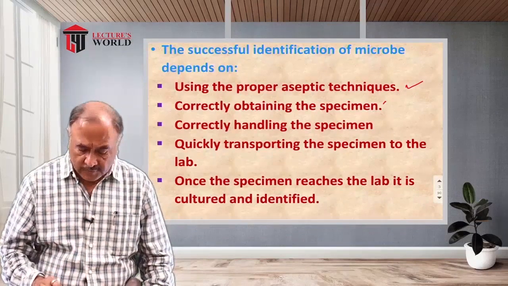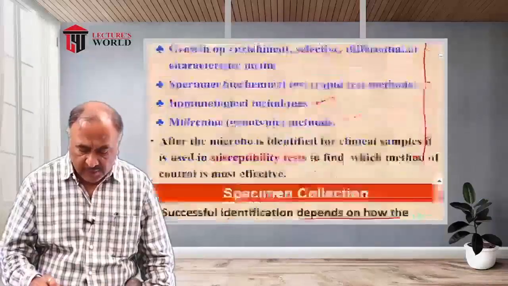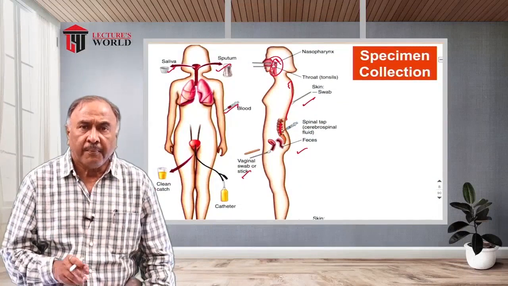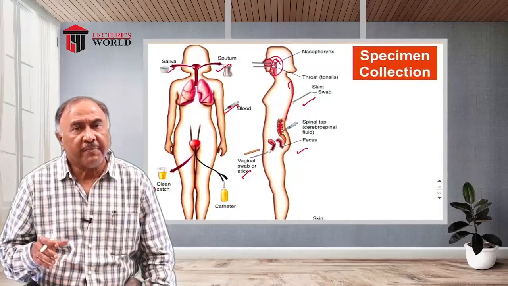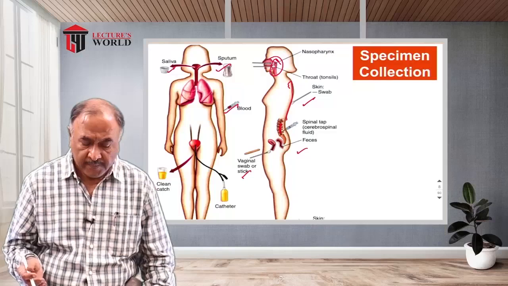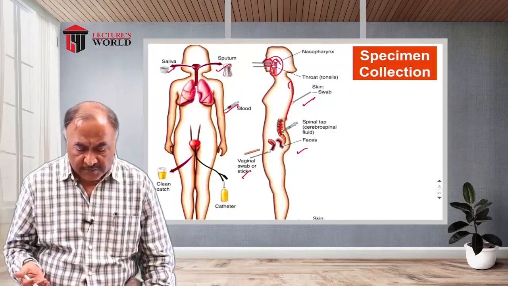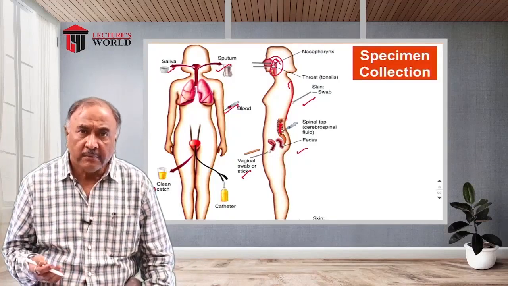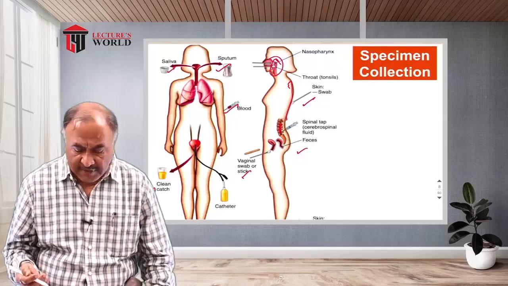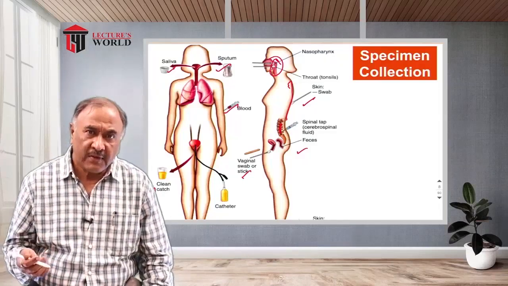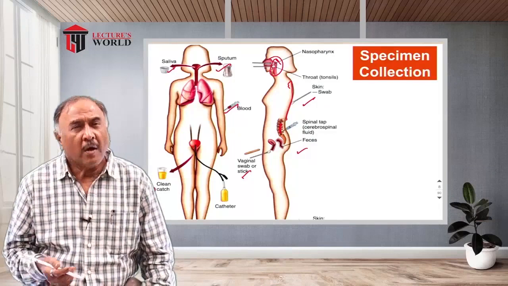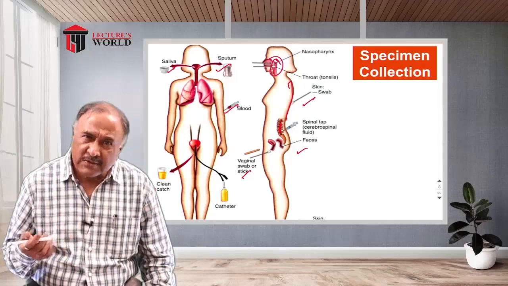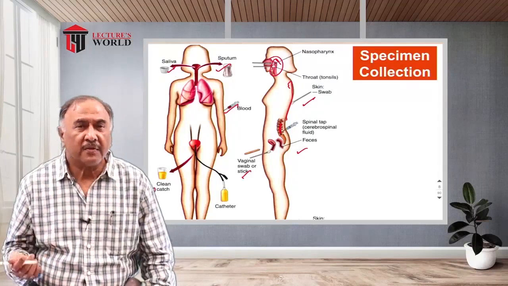There are various, as we will see later in the diagram, various samples collected from different body parts. It can be saliva or sputum, it can be blood, it can be urine or the vaginal swab, it can be CSF, cerebrospinal fluid, or it can be the swab collected from throat or the skin or nasopharynx.